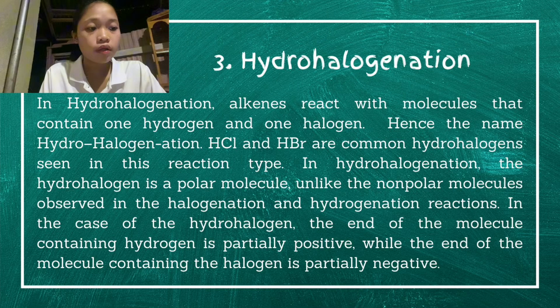HCl and HBr are common hydrohalogens seen in this reaction type. In hydrohalogenation, the halogen is a polar molecule, unlike the non-polar molecules observed in the halogenation and hydrogenation reactions. In the case of the hydrohalogen, the end of the molecule containing hydrogen is partially positive, while the end of the molecule containing the halogen is partially negative.